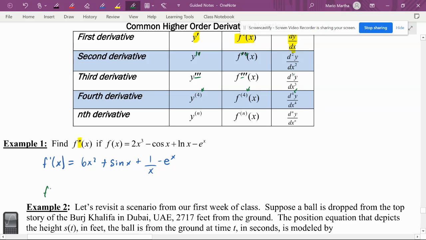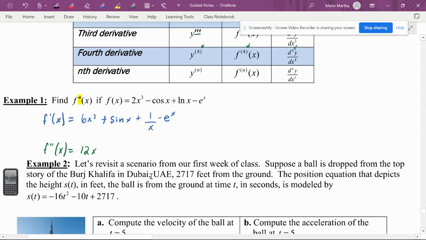Now let's look at our second derivative. Again, the derivative of 6x squared would be just 12x. The derivative of sine x would be just cosine of x, plus cosine of x. And then the derivative of 1 over x, so again, it's not natural log of x. Remember, you write it as x to the negative 1. So the derivative would be negative 1 over x squared. And then the second derivative of negative e to the x happens to be, again, the same thing, negative e to the x. And that's about it.